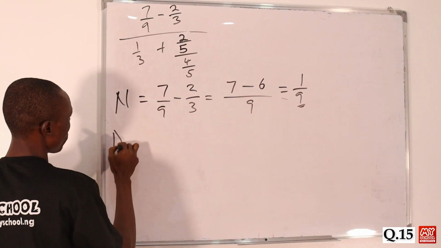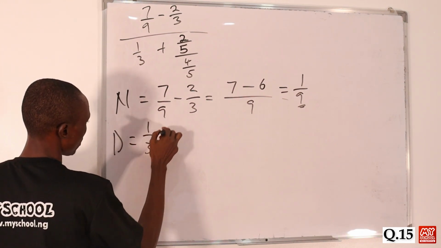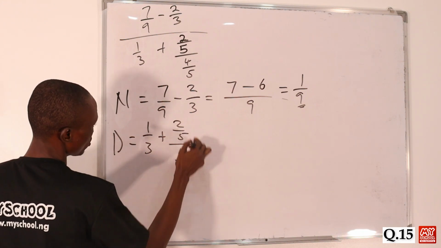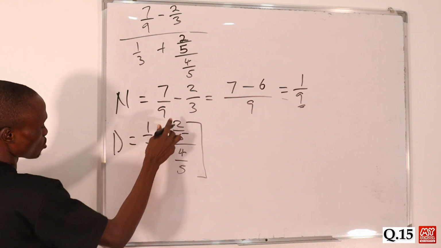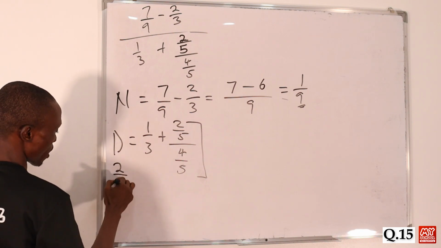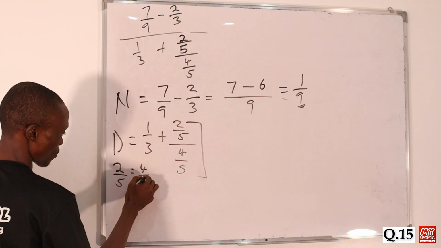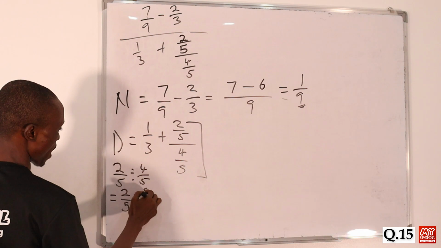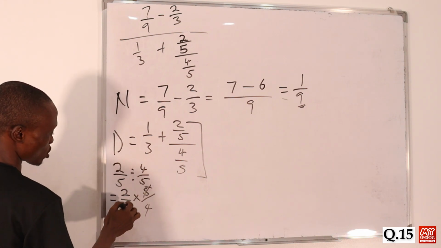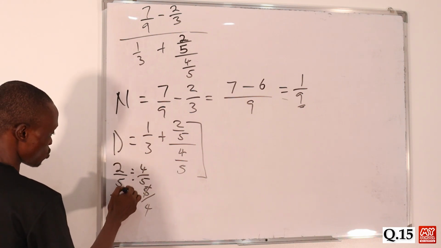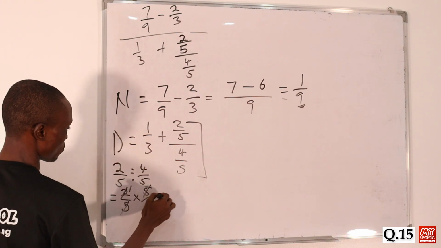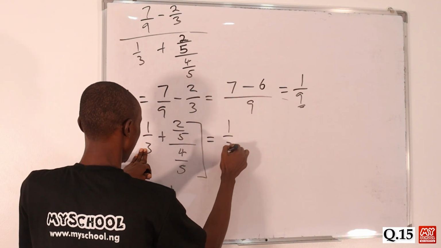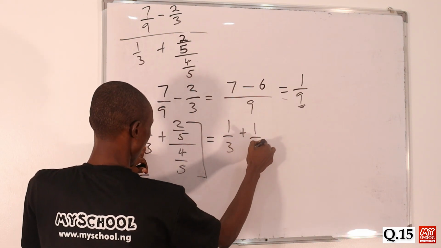So let's go for the denominator. So the denominator is 1 over 3 plus 2 over 5 divided by 4 over 5. So let's deal with this part first. Okay, so this part is 2 over 5 divided by 4 over 5, which is the same thing as 2 over 5 times 5 over 4. So 5, we cancel out 5. 2 here is 1, 2 here is 2. So that at the end of the day, we have 1 over 2. So this whole thing is the same thing as 1 over 3, then plus 1 over 2.